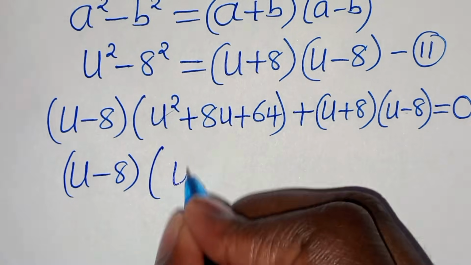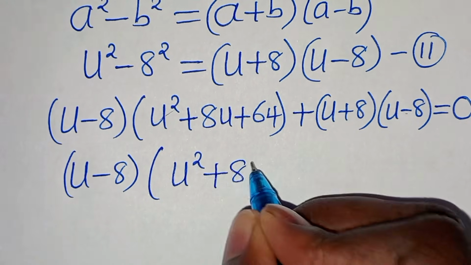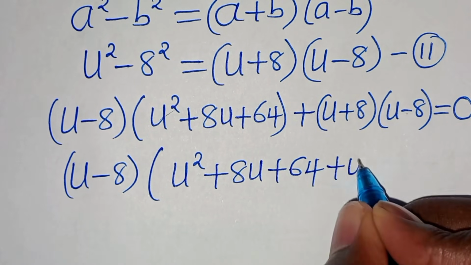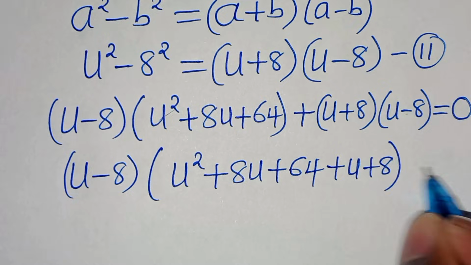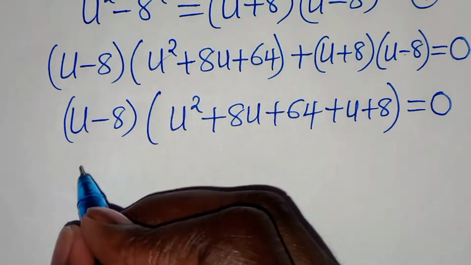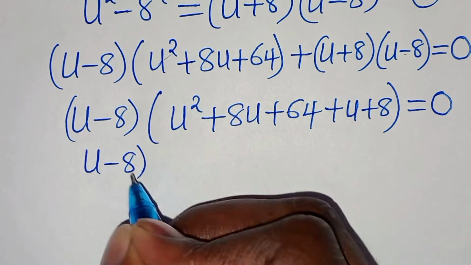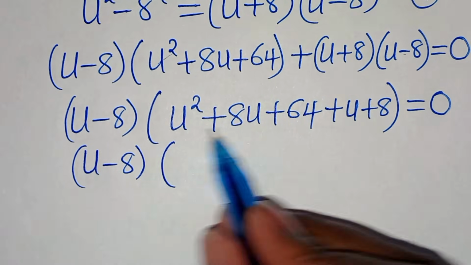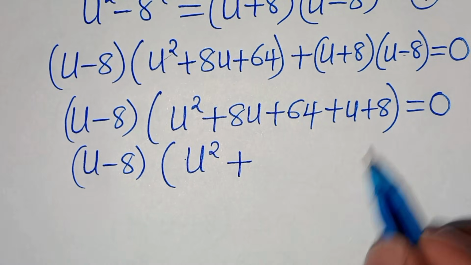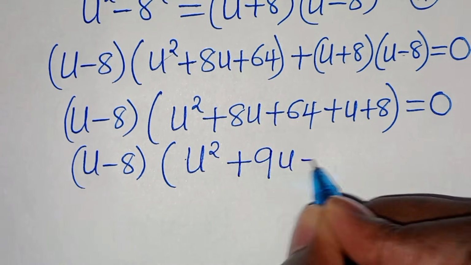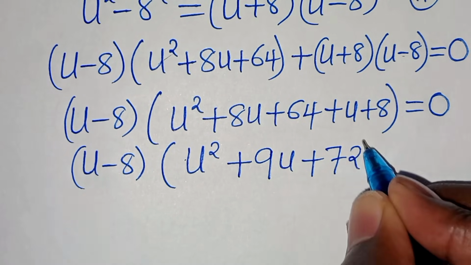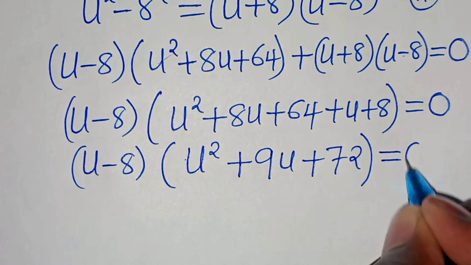Then here we have u squared plus 8u plus 64, then plus u plus 8, close the parentheses, this is equal to 0. So we have u minus 8 into the parentheses, this is u to the power of 2, then plus 8u plus u, this is 9u, then plus 64 plus 8, this is plus 72, close the parentheses, this is equal to 0.